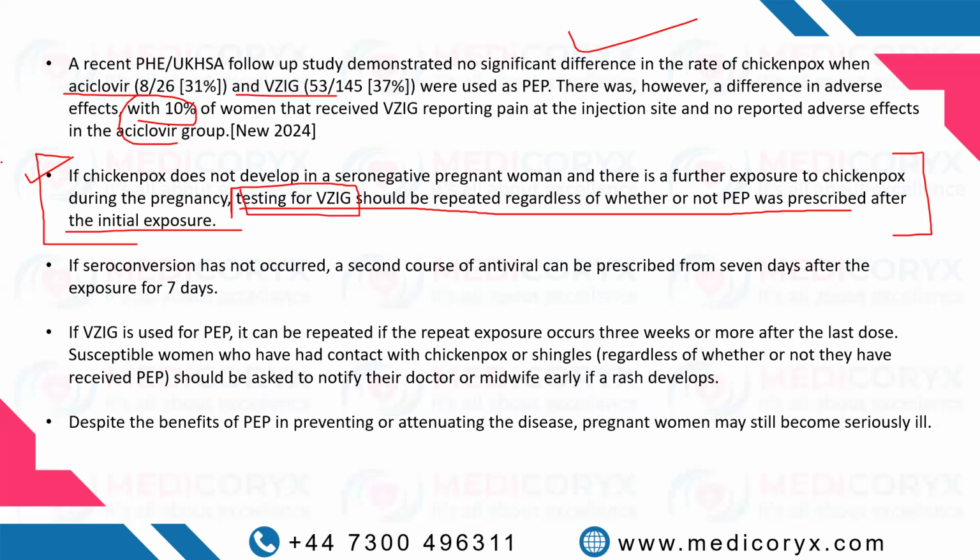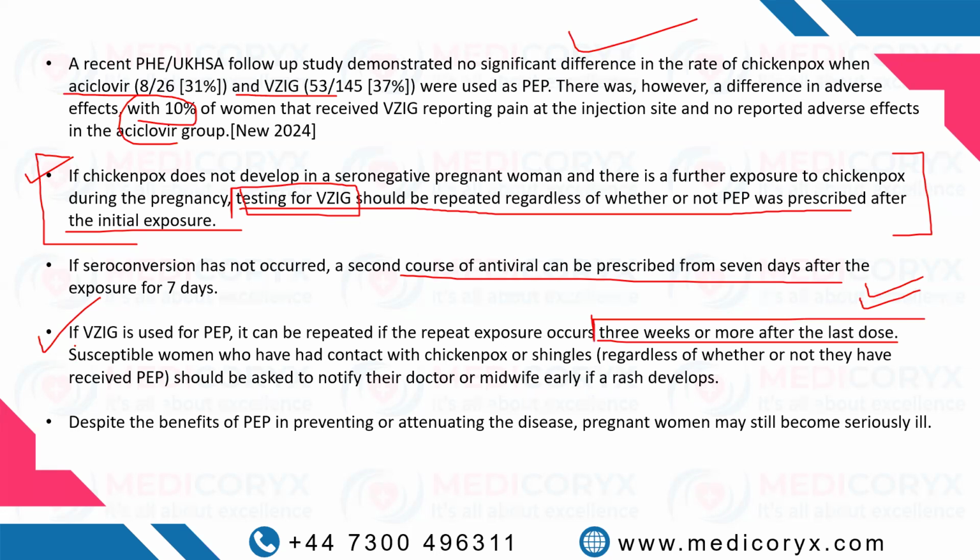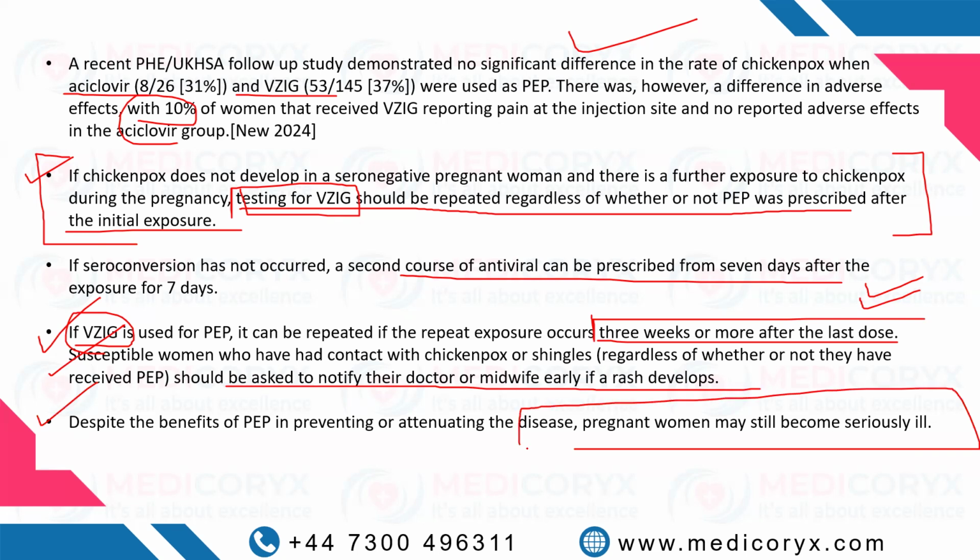Okay. So if seroconversion has not occurred, a second course of antiviral can be prescribed after the exposure of 7 days. If VZIG is used for PEP, it can be repeated if the repeat exposure occurs 3 weeks or more after the last dose. Another good concept: if VZIG has been used for PEP and then there is another repeat exposure, but at least more than 3 weeks later, then we can repeat VZIG as well. Susceptible women who have had contact with chickenpox or shingles, regardless of whether or not they have received PEP, should be asked to notify their doctor or midwife early if a rash develops. So despite the benefit of PEP in preventing or attenuating the disease, pregnant women may still become seriously ill, because pregnancy is an immunosuppressive state.